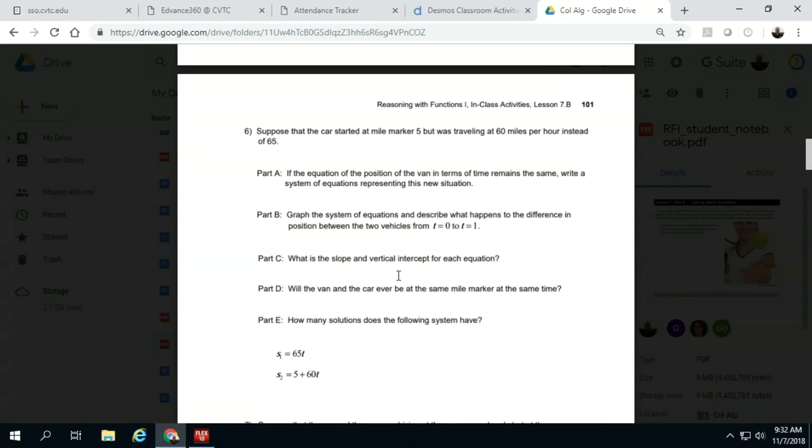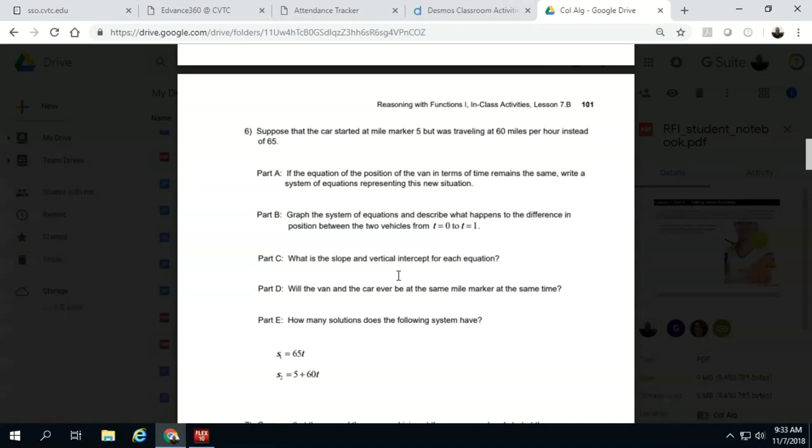So you can use your S sub V, right? Did that change? No. So S sub V equals, I'm on letter A. Okay. S sub V equals 65T. That one didn't change. There was no plus for the, oh, that is a T. I'm sorry. That's a plus. Okay. S sub C, you tell me. Very good. Yep, because it started at mile marker 5. Okay.